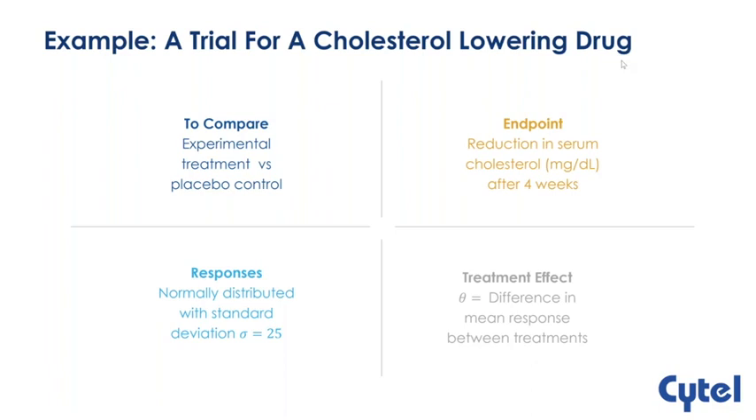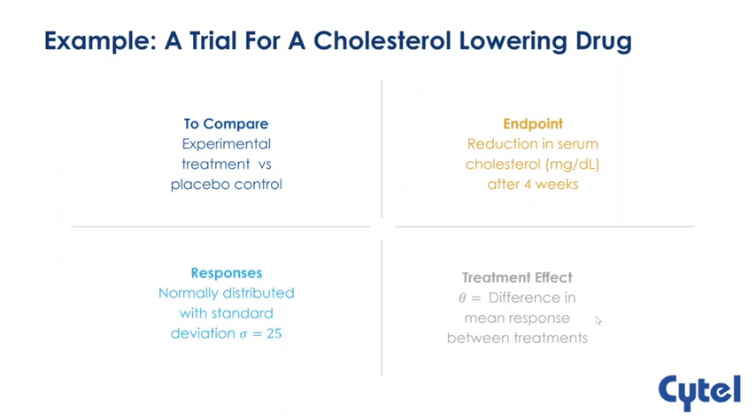We're assuming that when we measure this reduction, then for each subject there's a normal distribution with a standard deviation of 25. I'm going to make the very simplifying assumption that we know that value of the standard deviation and don't have to estimate it from our data. In practice, you would estimate the variance, use a t-test, but here we're going to assume that we know sigma.